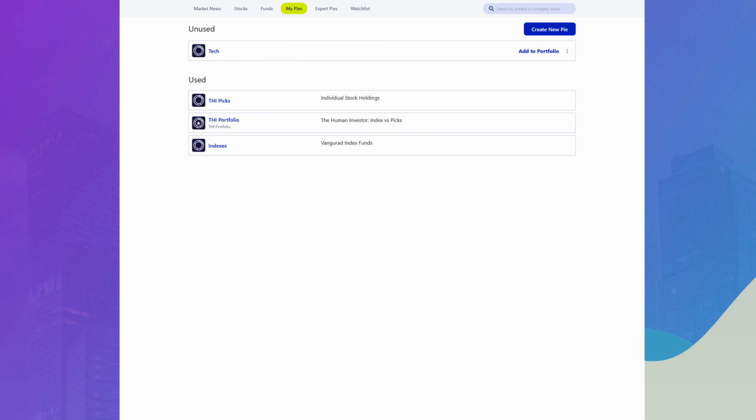So what we have up here on the screen is M1 Finance and four different pies I have built. You see here I've got a tech pie which is unused. At one point I started building out pies based on sectors, which I ended up not going that route. What we did do here is we have three pies. The first one, the Human Investor Picks. So this is individual stock holdings that I'm choosing for my portfolio. And then the bottom one here is indexes.